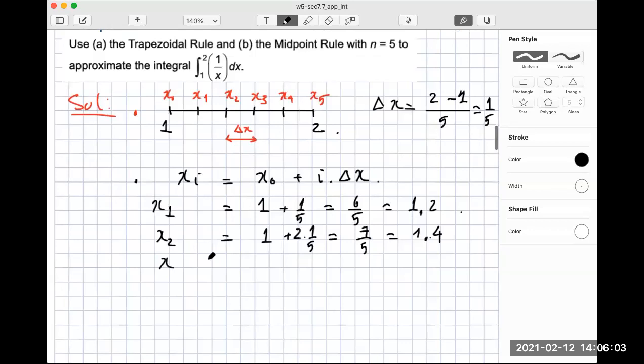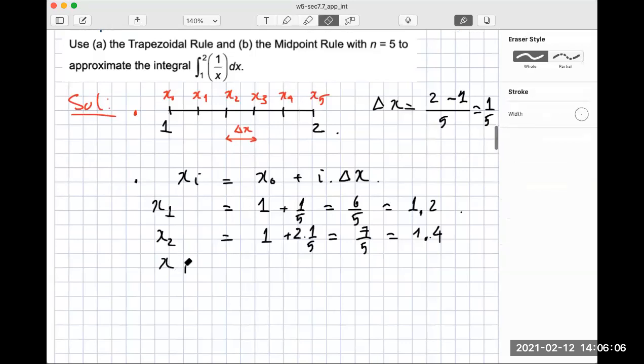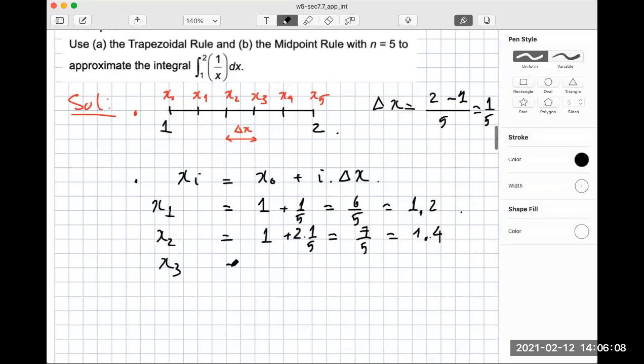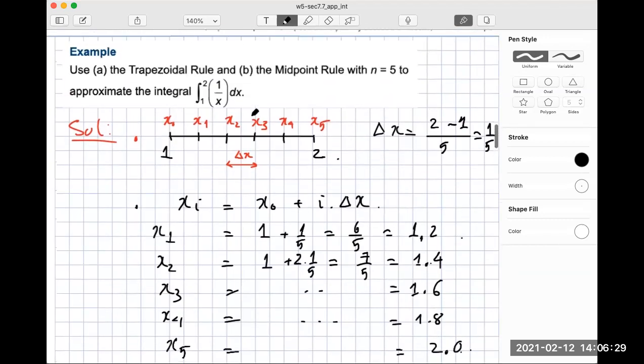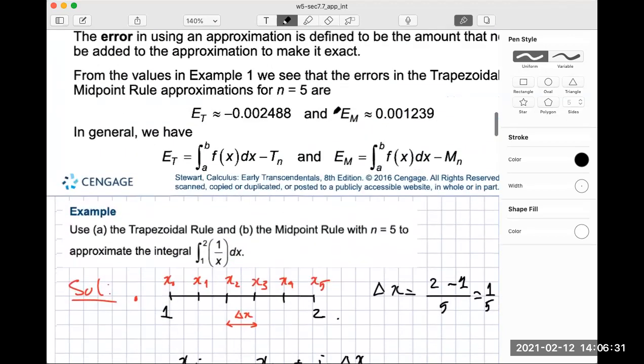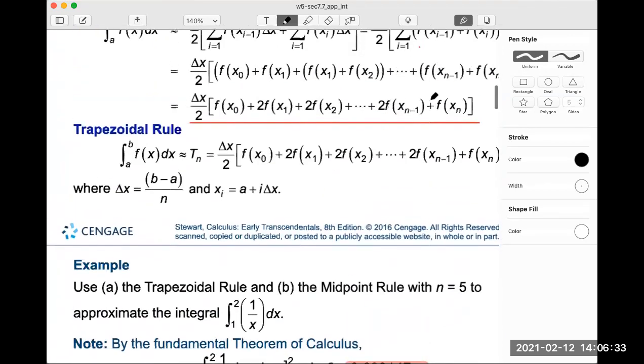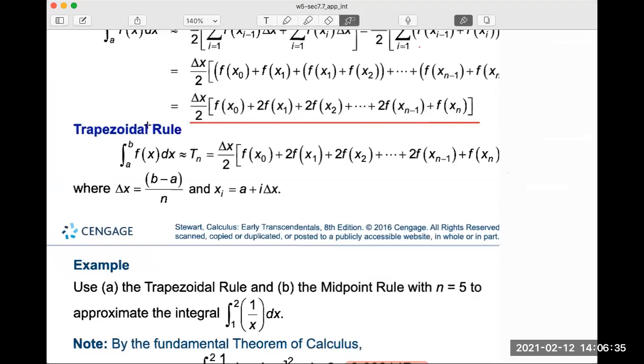Now x3, you see that it is 1.6, and x4 will be 1.8, and x5 is 2. The trapezoidal rule, what is it? We can copy this formula and memorize it.